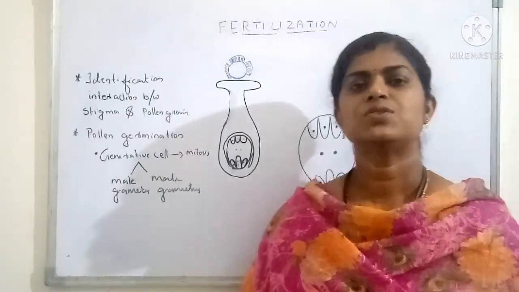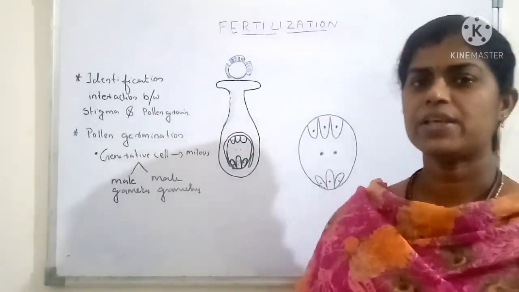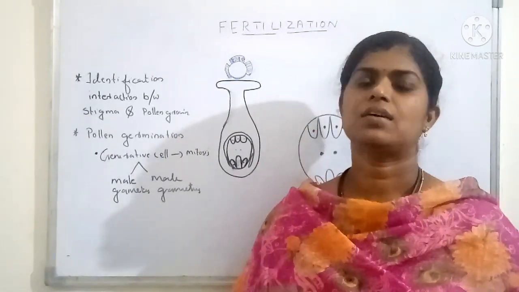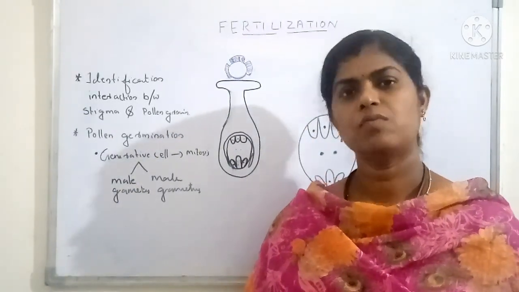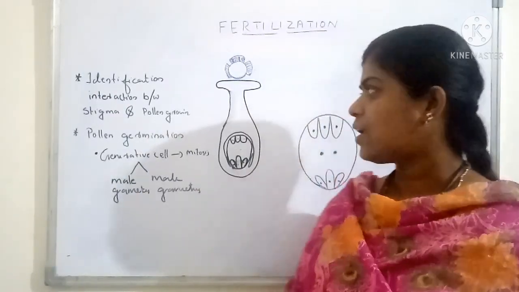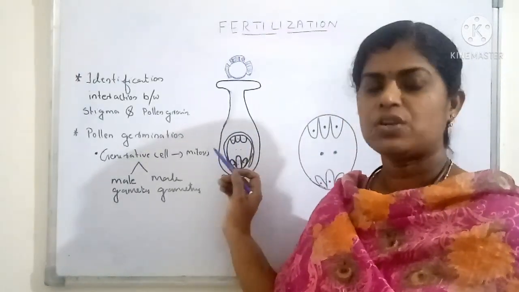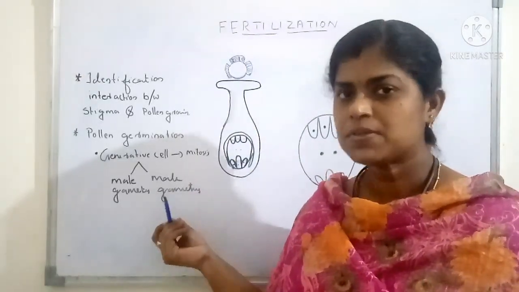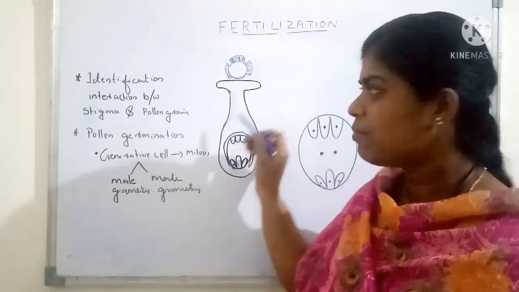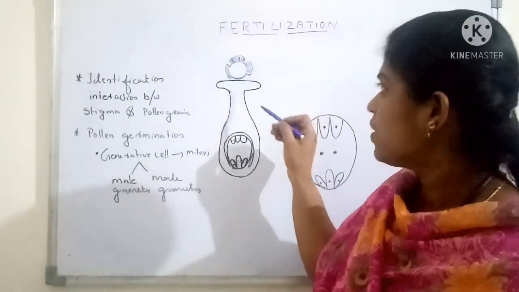Hello students, today we are going to look at the details of fertilization. We have already started the topic yesterday, and in yesterday's class we had discussed the structure of pollen grain and the detailed structure of the ovary. And as I told you earlier, sexual reproduction in plants involves two steps, pollination and fertilization. Pollination has been done already, meaning the pollen grain has landed on the stigma.